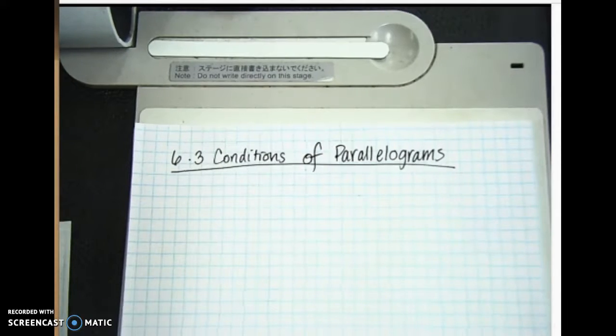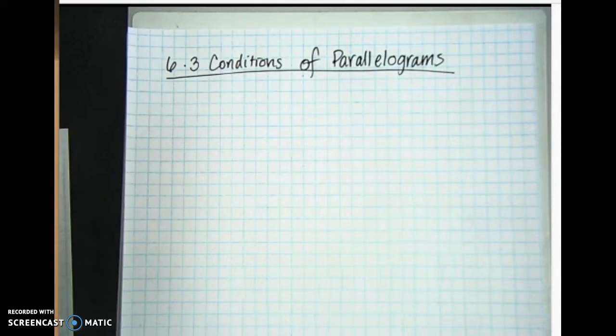2.3 is called Conditions of Parallelograms. And if you were paying attention yesterday to the properties of parallelograms, this lesson is going to be super, super easy for you because it's basically the same thing, just turned around backwards. So what they're going to do is give you a parallelogram and tell you some information about it, and you're going to determine, is that enough information to say yes, it's a parallelogram, or no, it's not a parallelogram, based on its properties, okay?